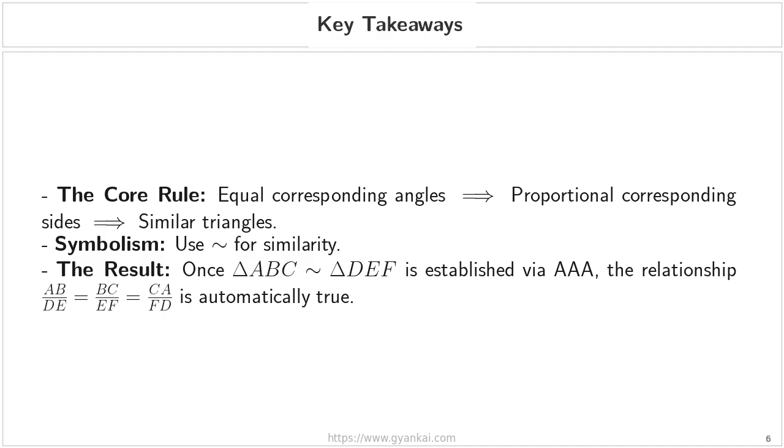Finally, let's look at the ultimate result of applying this criterion. Once you have successfully established that triangle ABC is similar to triangle DEF using the AAA method, you have unlocked a powerful mathematical tool. You can now confidently state that the ratio of side AB to side DE is equal to the ratio of side BC to side EF, which is also equal to the ratio of side CA to side FD. This relationship is automatically true and is exactly what allows us to solve real-world problems, like the flagpole example we saw earlier.